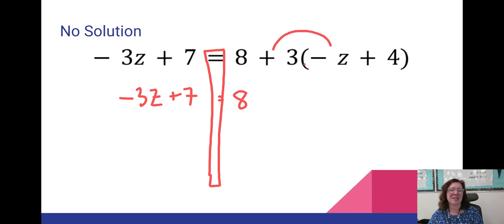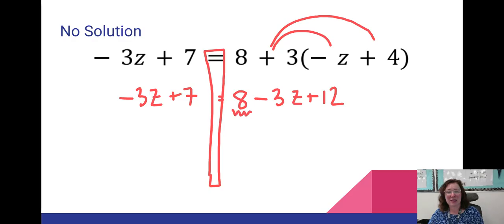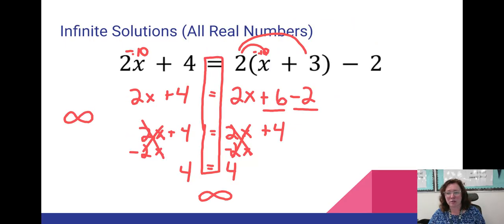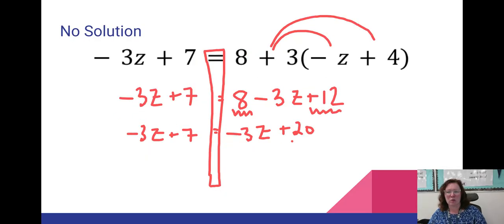A positive 3 times a negative z is a negative 3z. A positive 3 times a positive 4 is a positive 12. Now I can combine like terms, a positive 8 and a positive 12. I now have negative 3z plus 20. And then on the other side I have negative 3z plus 7. Notice how for my all real numbers, infinitely many solutions, it was exactly the same. 2x plus 4 equals 2x plus 4. Well, here it's negative 3z plus 7 equals negative 3z plus 20, so it's not exactly the same.